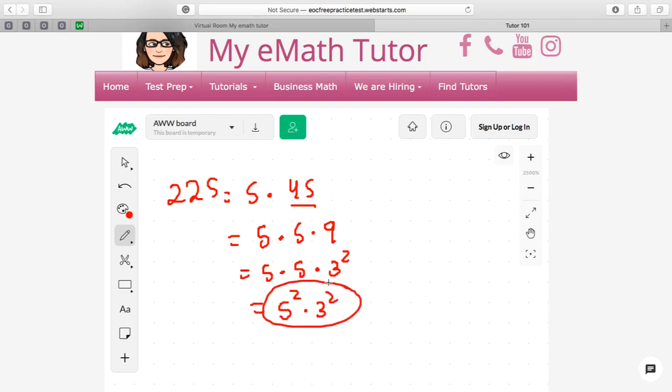After this video, we're going to learn how to find the least common multiple and the greatest common factor. So stay around.